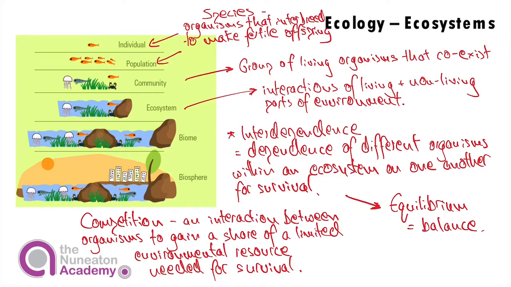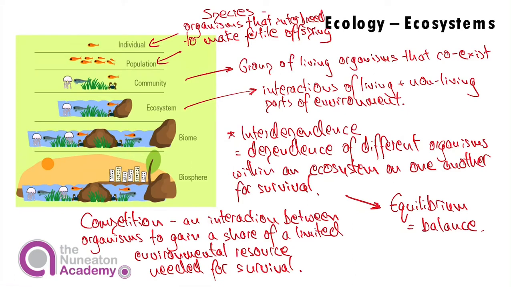Now, those living organisms can be made up of different species, different types of fish, crab, jellyfish, as that diagram shows. Now, a species, in terms of its definition, is an organism or organisms that interbreed to make fertile offspring. Now, the word fertile means, obviously, it's able to reproduce. So it's an organism that can breed, that makes offspring that can also breed and reproduce.